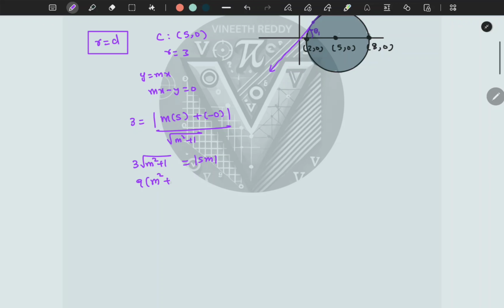So we get 9 times m square plus 1 will be equals to 25 m square. So I think if I rearrange, I get 9 is equals to 16 m square, and m square is equals to 9 divided by 16. That means m is equals to plus or minus 3 by 4.